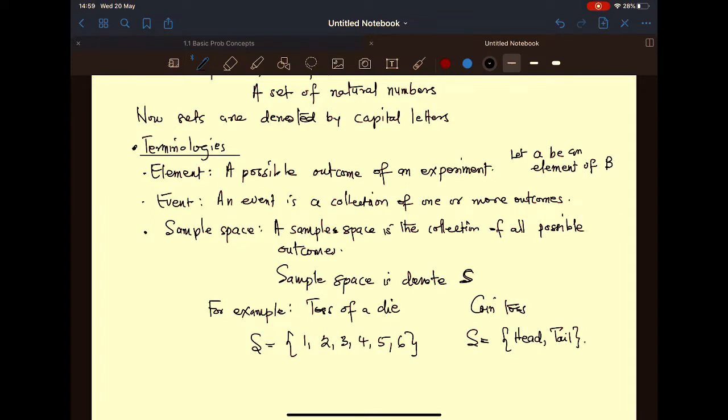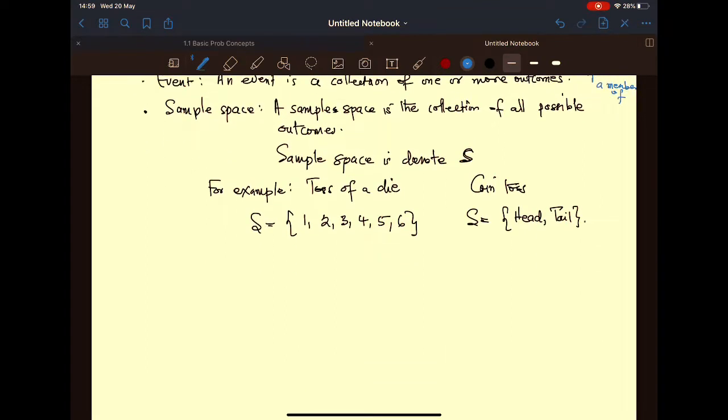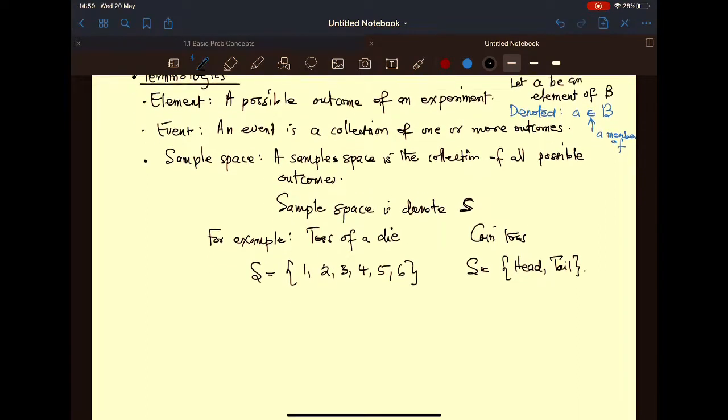A quick addition to what we have. Let A be an element of the set B. Then it can be denoted as follows: A is, and this is read as a member of. So if A is an element of a given experiment, that given experiment gives us an event, then A is said to be a member of B. So that's the quick addition we have to make.